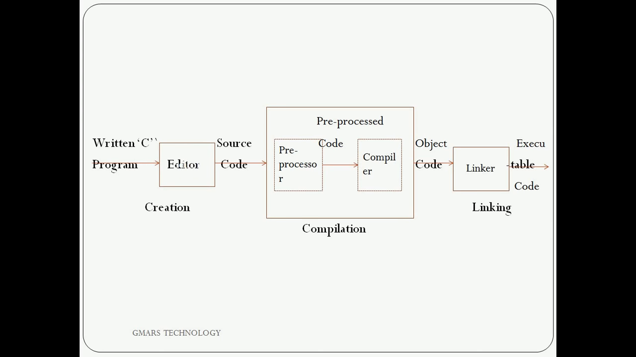As you can see, there is a diagram showing this: the C program is written in an editor as source code, and at the time of compilation it goes through the preprocessor, and while linking, the object code is transferred to the linker and it executes. So we'll see the exact details of each.